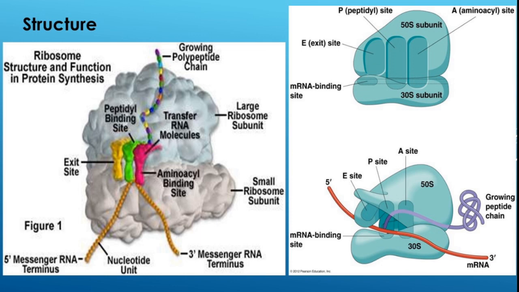Next, the third site is the A site, the acceptor site. It binds to the aminoacyl tRNA which holds the new amino acid to be added to the polypeptide chain. And the E site is the exit site, through which the uncharged or unloaded tRNA exits.